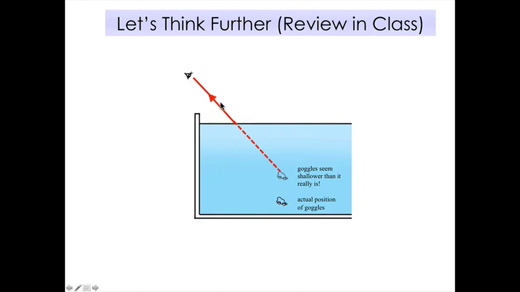Okay, so this one your teacher will go through with you in class. We're trying to show you how the light ray from here is actually bent away from the normal. And so when your eye looks back, it thinks that it is here, but actually it is here. Okay, don't worry, we'll go through this further in class.